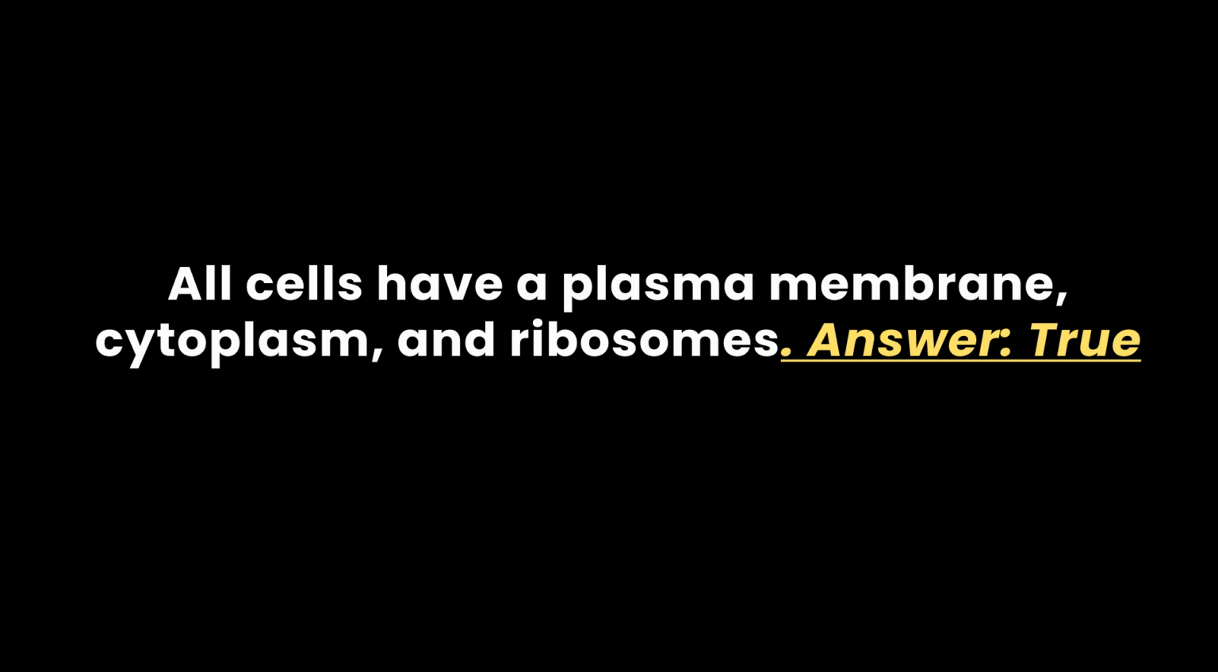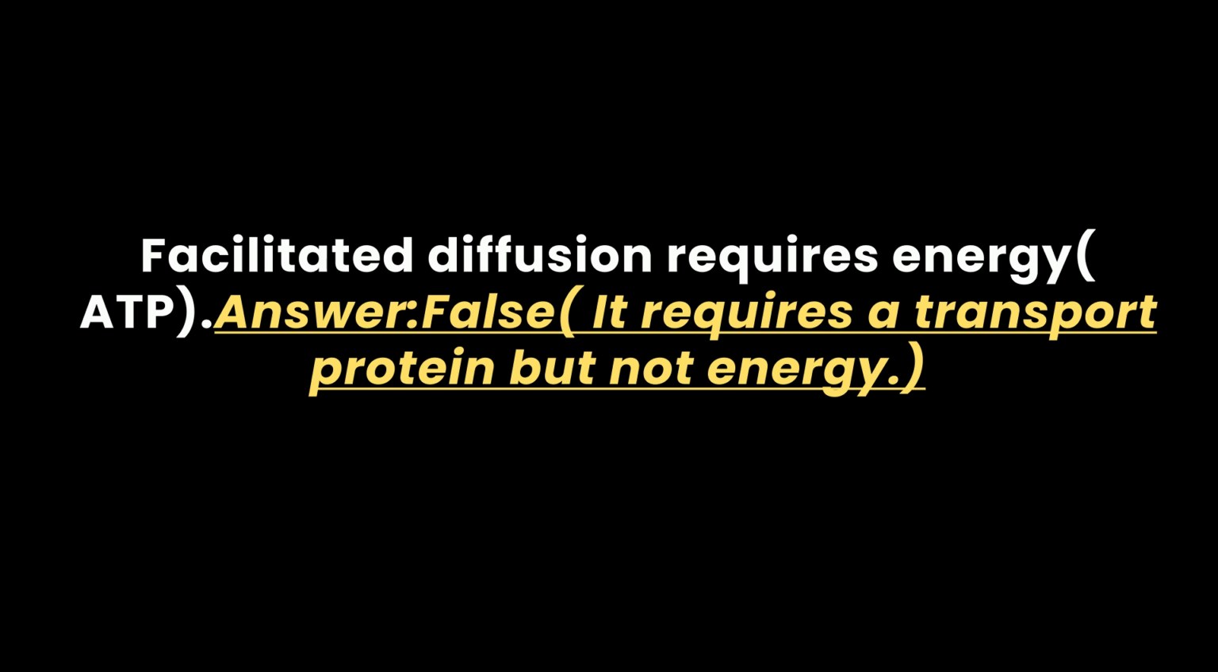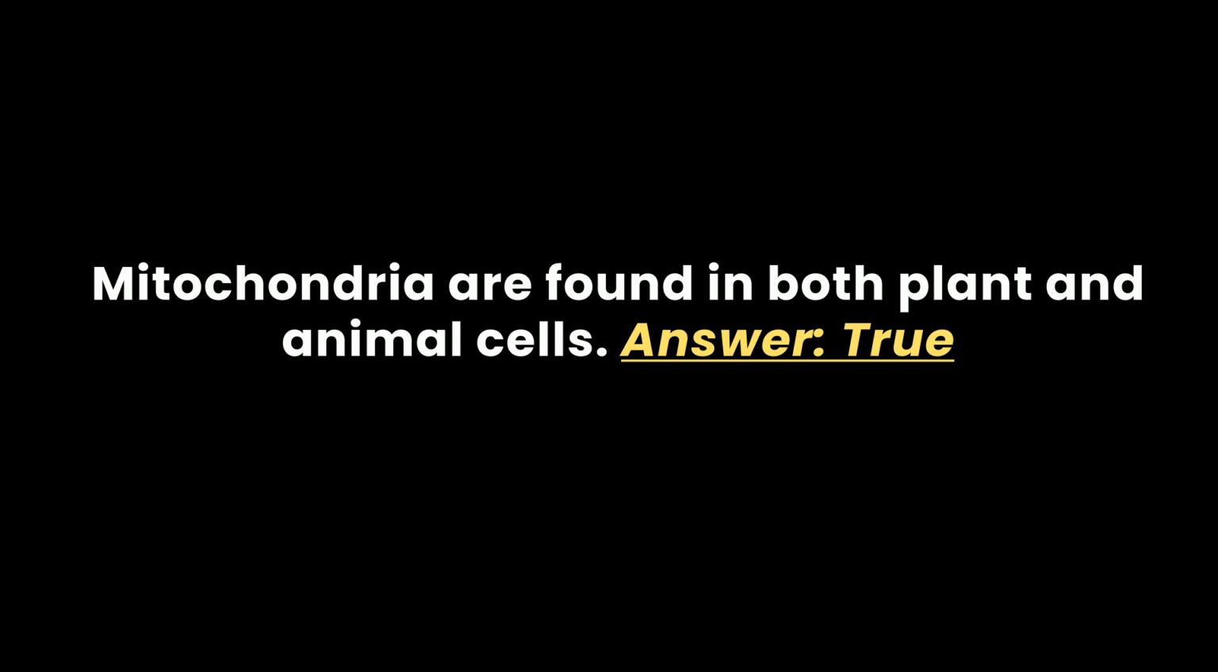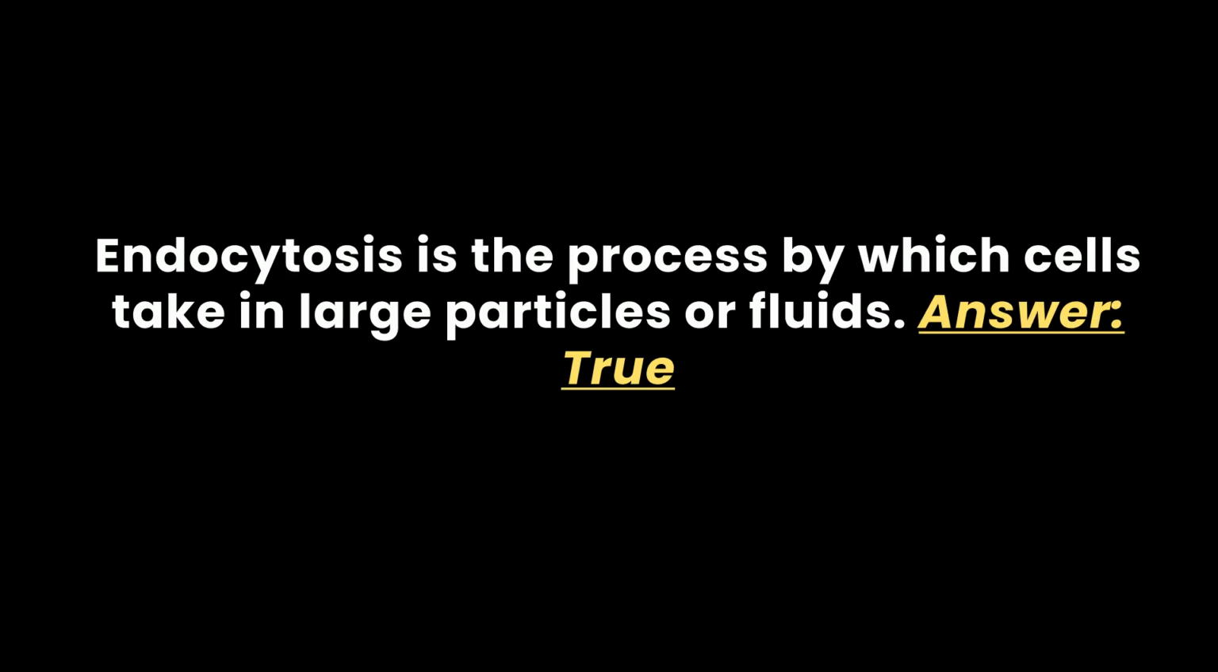Answer: true. Facilitated diffusion requires energy, ATP. Answer: false. It requires a transport protein but not energy. Mitochondria are found in both plant and animal cells. Answer: true. Endocytosis is the process by which cells take in large particles or fluids.